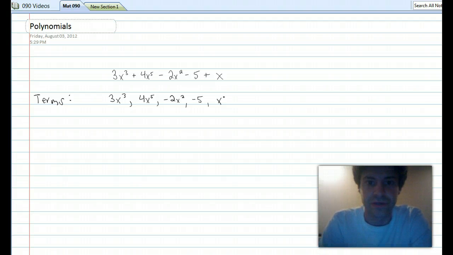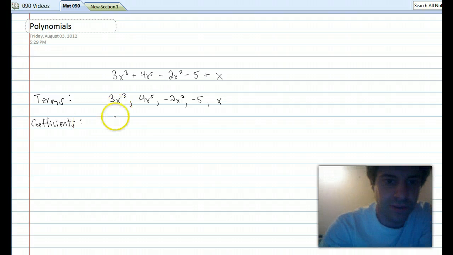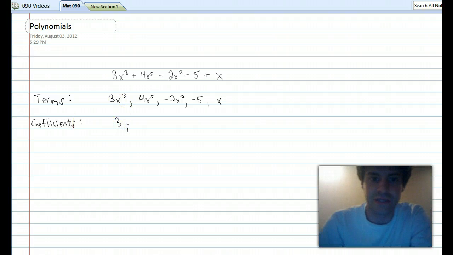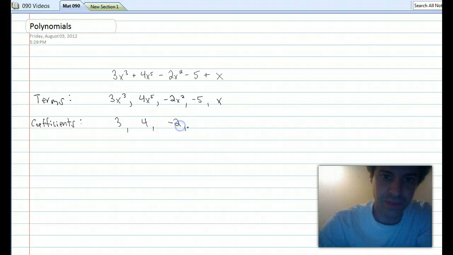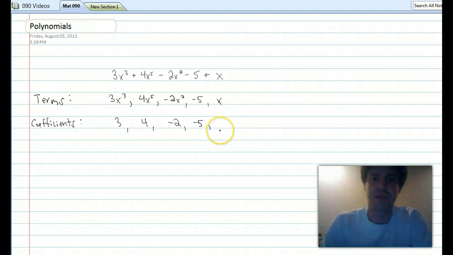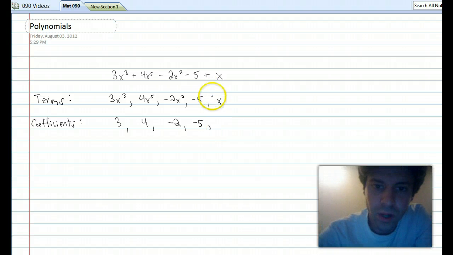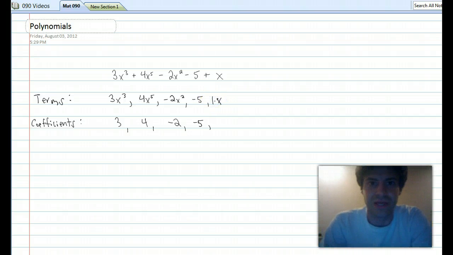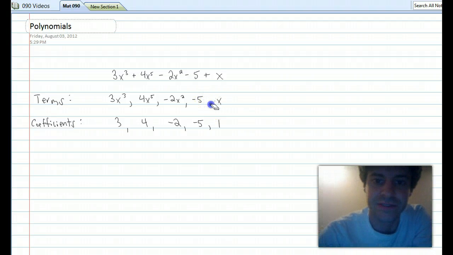Every single term here comes with a coefficient. The coefficient of the first term is 3. The coefficient of the next term is 4. The coefficient on this term is negative, it's actually negative 2. The coefficient of negative 5 is just negative 5. And what's the coefficient on just x? Well, we could write a little 1 right in front of x and multiply it by that x. So our coefficient here is actually considered to be 1. Of course, typically we don't write that 1 because it's unnecessary.